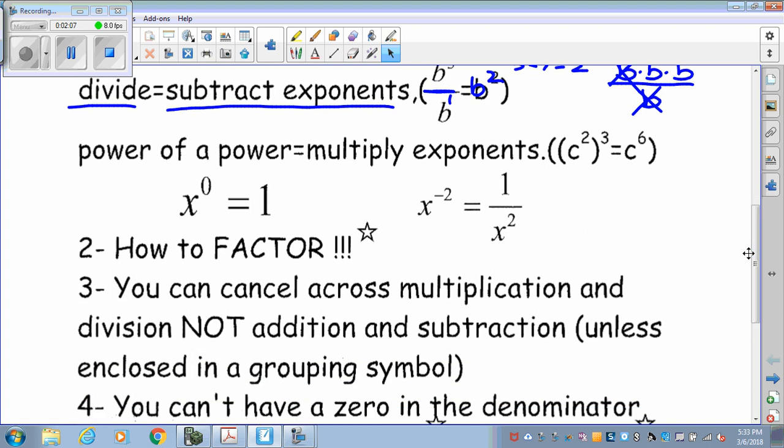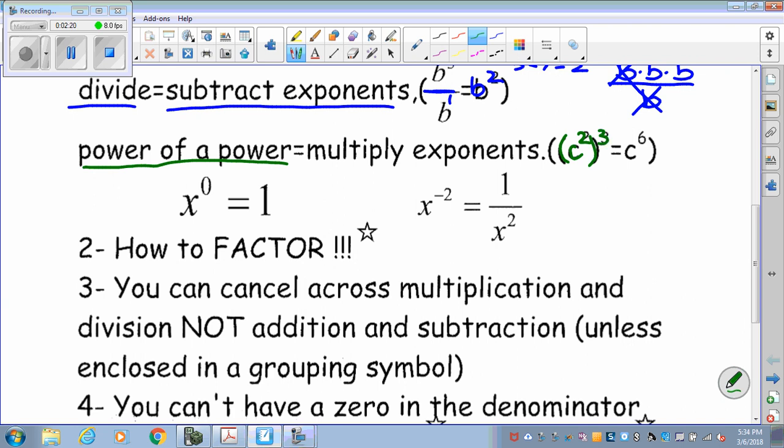Then if you have a power of a power, which is this, where here's a power, c squared, and then I have that to the third power, what I do is I multiply the exponents. These two powers here, I'm going to multiply. 2 times 3 is equal to 6. Because what I have is c squared, and I have it 3 times, c squared to the third power. So that is c to the 6th.